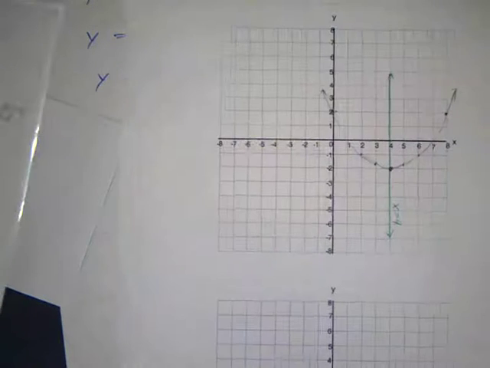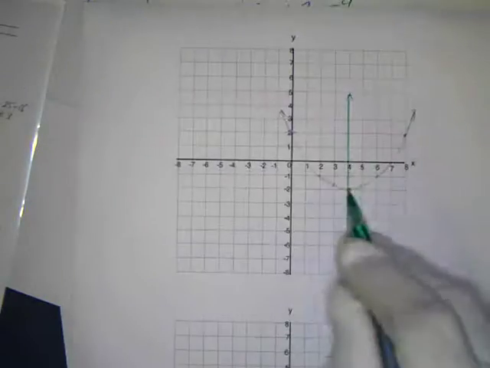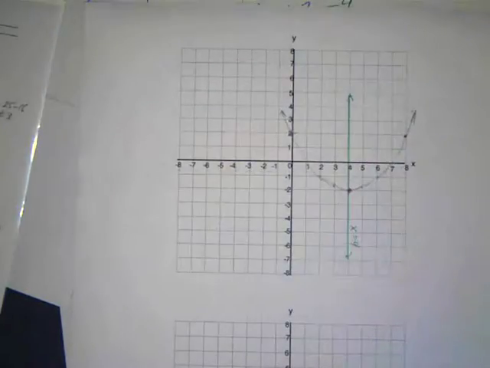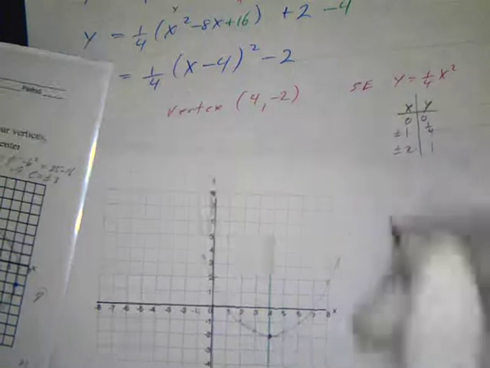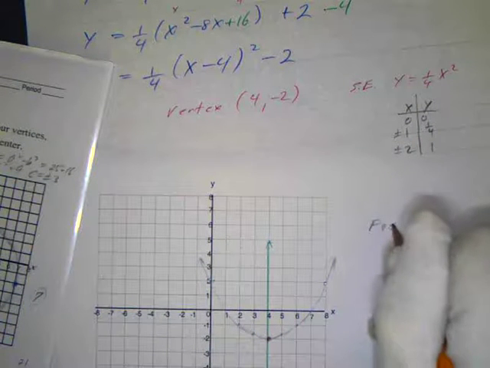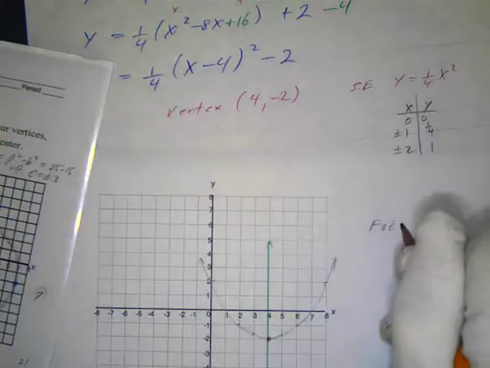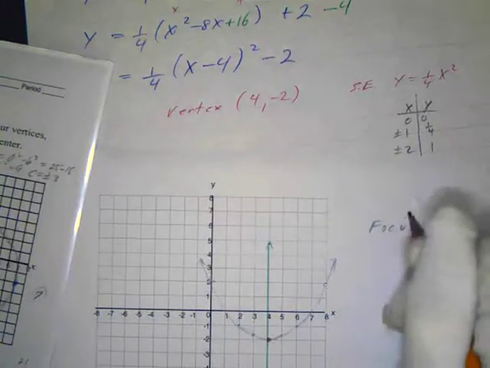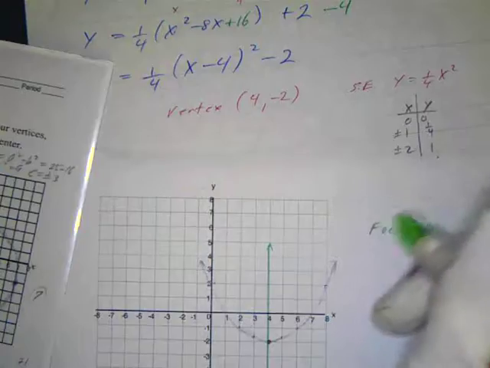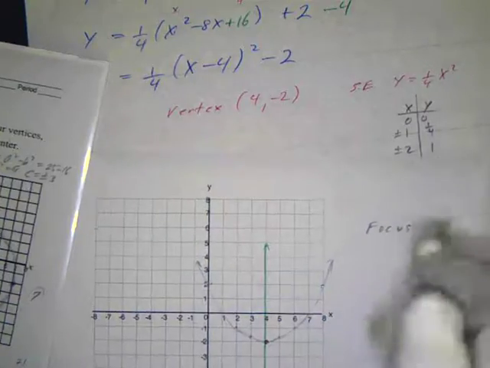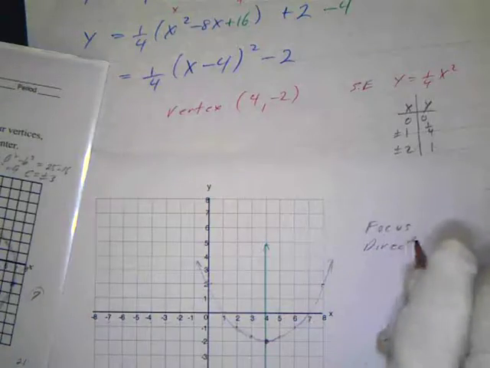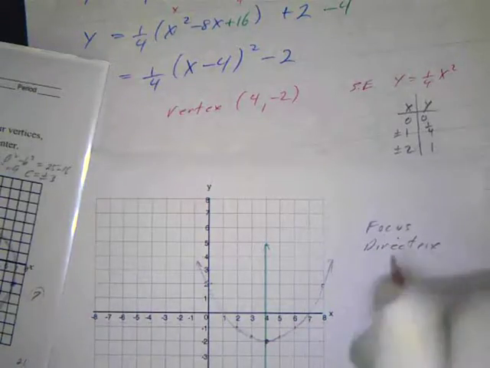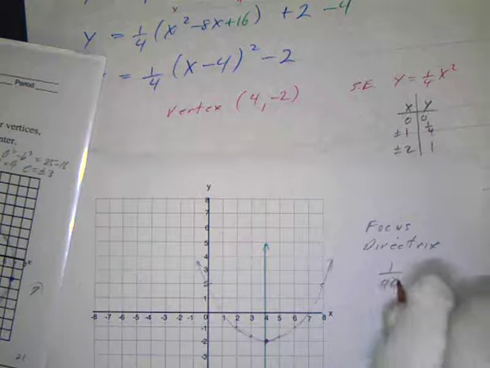Now, what about the focus and the directrix? Well, we can find the distance from the vertex on the axis of symmetry for the focus and the directrix. They are on that axis of symmetry. So in order to find that, we have to use this nice little formula. There's only one of these, focus and directrix. This distance is going to be 1 over 4a gives me that distance.